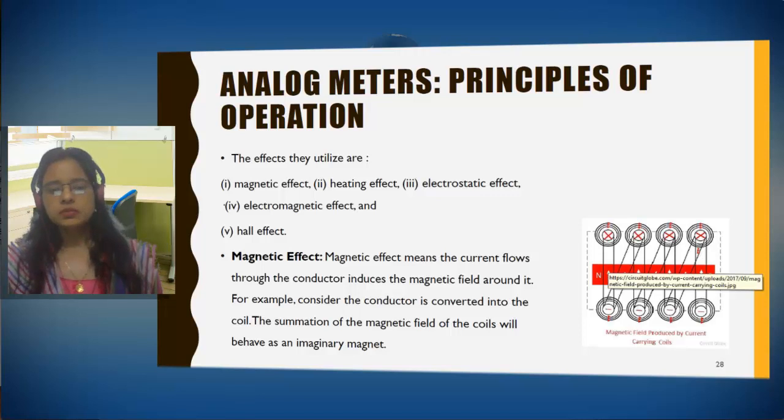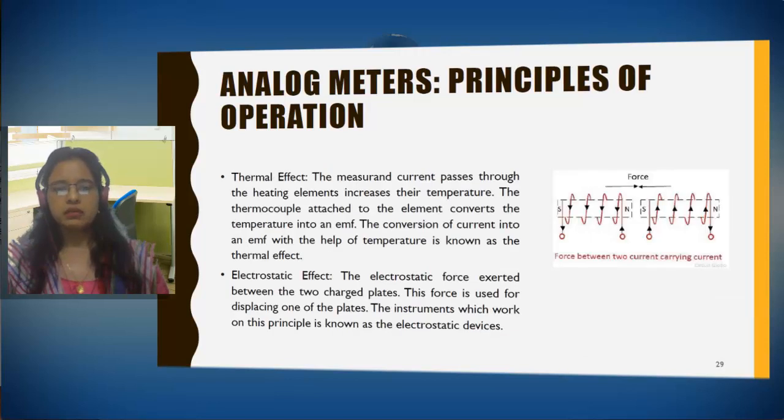The conductor placed in the magnetic field starts behaving like a magnet because current flows through it. A number of conductors are there, and the sum of all their magnetic fields will give rise to another, imaginary magnet. This effect is used in analog meters. This is one kind of effect, which is known as the magnetic effect.